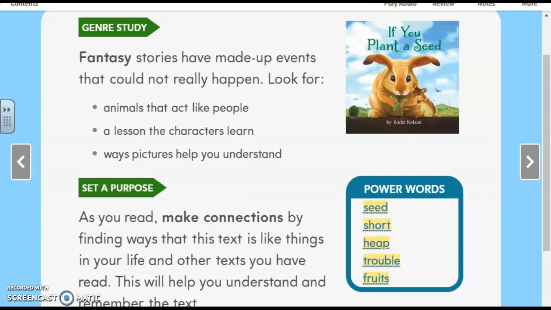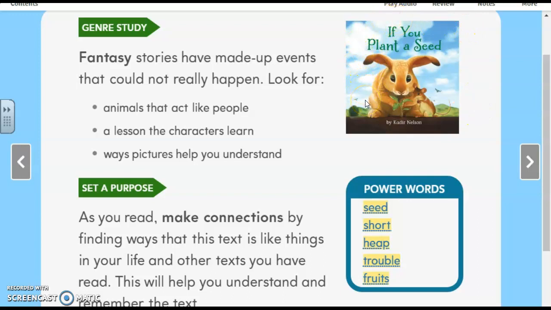This story is in your My Book. It's called If You Plant a Seed. It's going to be on page 190 in your My Book. This is what the story looks like, If You Plant a Seed.